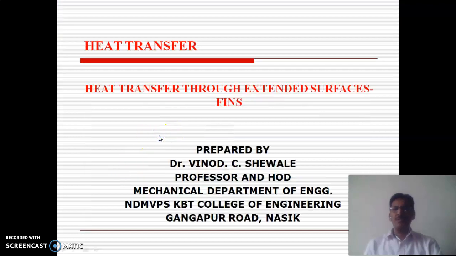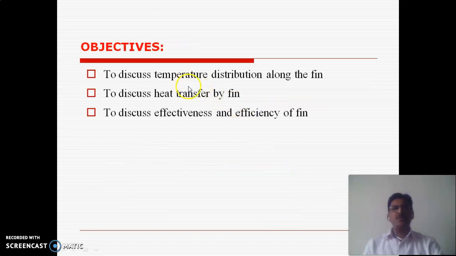So in the last lecture we already studied the topic of heat transfer through extended surfaces. This topic will continue in this lecture of heat transfer. The objectives of these lectures are the same as we continue heat transfer through extended surfaces, that is, to discuss temperature distribution along the fin, discuss heat transfer by the fin, and discuss effectiveness and efficiency of the fin.